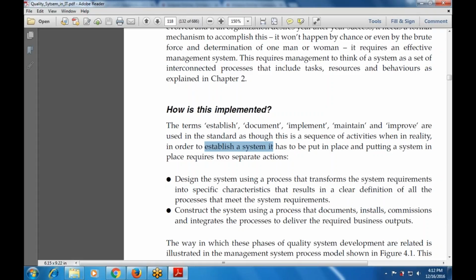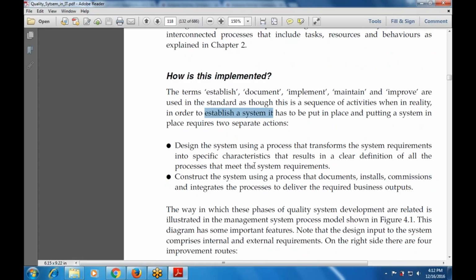What are the two separate actions that are required? First of all, design the system, then construct the system. Designing the system means designing each and every system using the process that transforms the system requirements into specific characteristics. Then construct the system using the process that documents, installs, commissions, and integrates the processes to deliver the required business output.